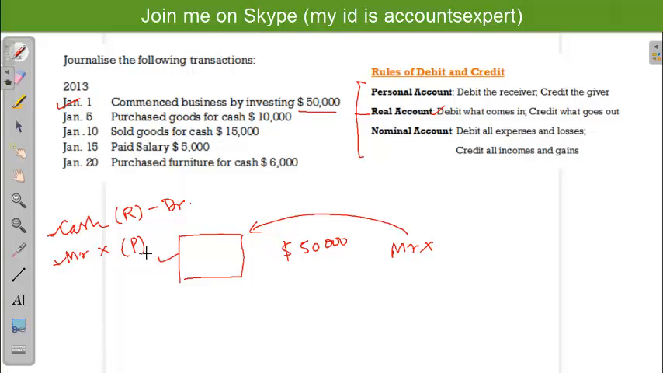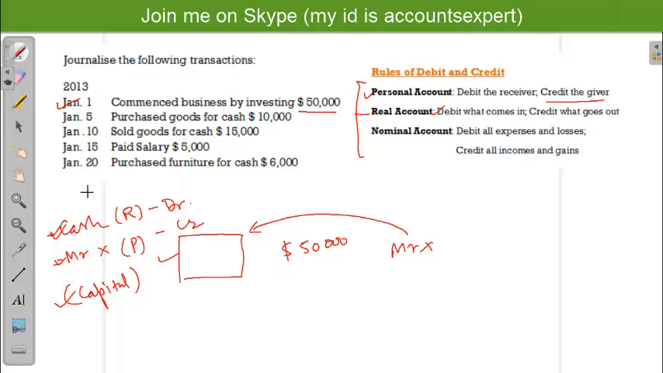And now Mr. X is a personal account, and the rule of personal account is debit the receiver, credit the giver. And here Mr. X is the giver of the money, so the personal account of Mr. X will be credited as per the rule, credit the giver. But in books of accounts, to represent Mr. X personal account, we will open the capital account. So the final conclusion is that to record this transaction, cash account will be debited and capital account will be credited.